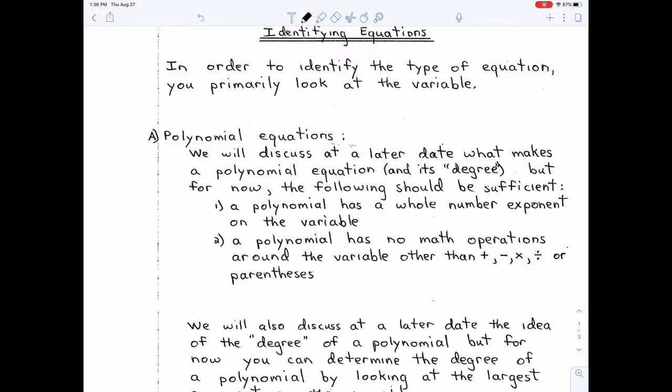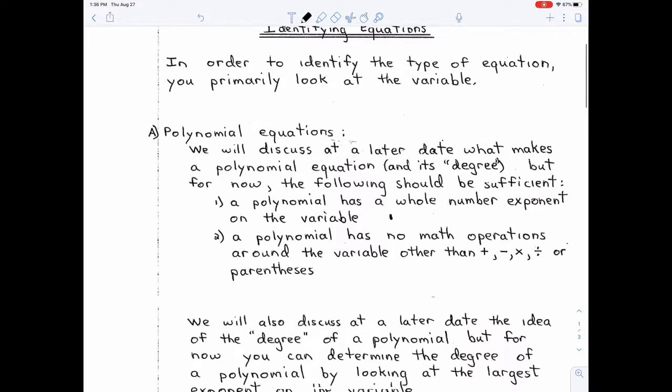So again, you don't need to write this down. But if you have something like y equals 5x to the third plus 7, that's a polynomial. A little more specifically, it's a cubic polynomial. But that's an example of a polynomial. Also, you should know a polynomial has no math operations around the variable. Now, it could have plus, minus, multiplication, division, or parentheses, but what do I mean by a math operation?